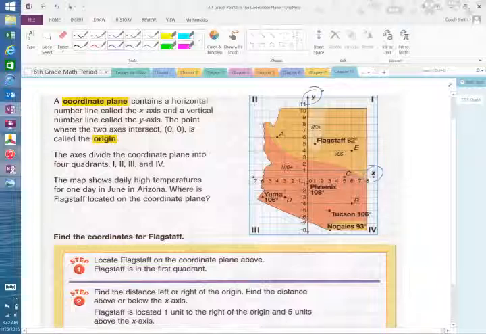Y-axis, x-axis. The point where the two axes (or axes, that's what it's called, I call it axis, but I think it's supposed to be axes) intersect each other is at 0, 0. And that is called the origin.